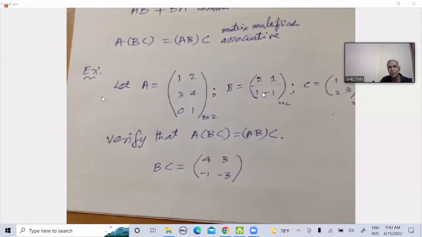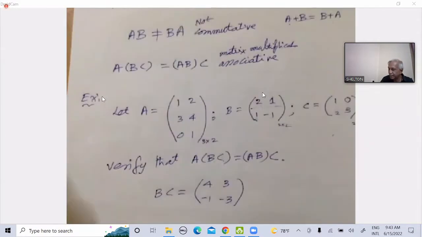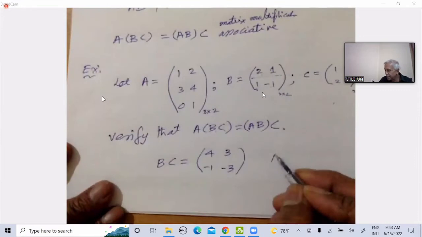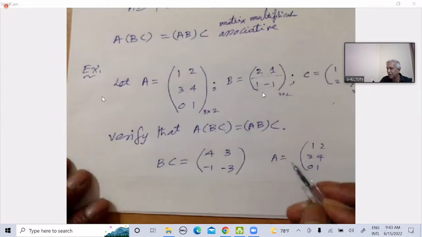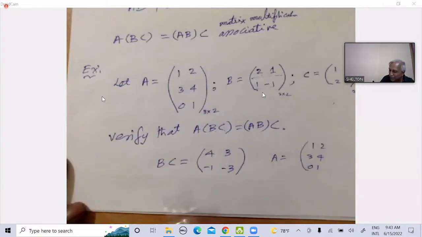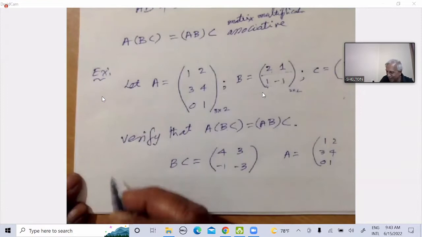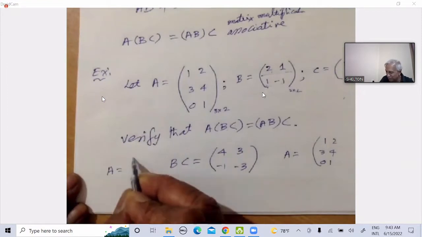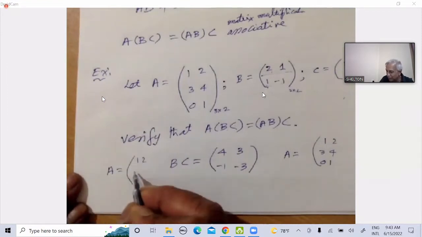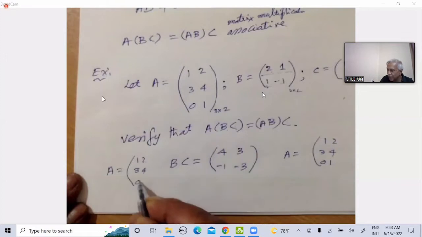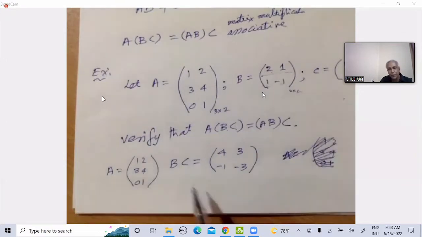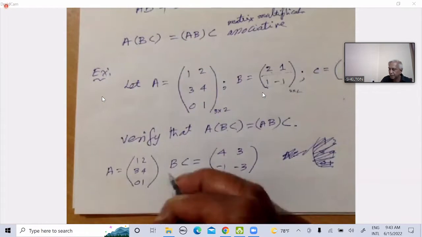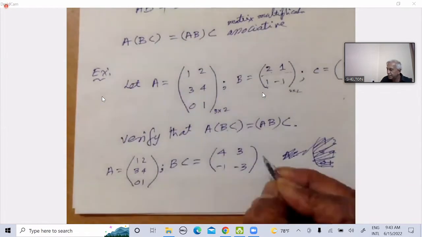Now I want to do A times BC. What is A times BC? So better write A here: 1, 2, 3, 4, 0, 1. I want A times BC, so better to write A here, not there. That would have been better if I wanted BC times A. So A is this, BC is that.